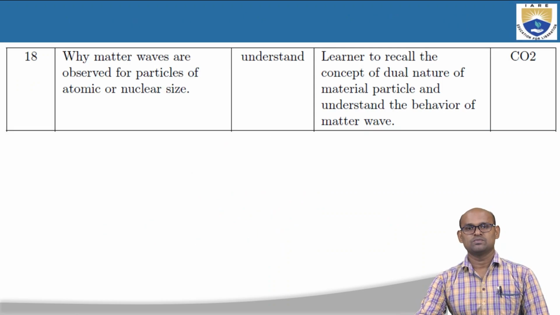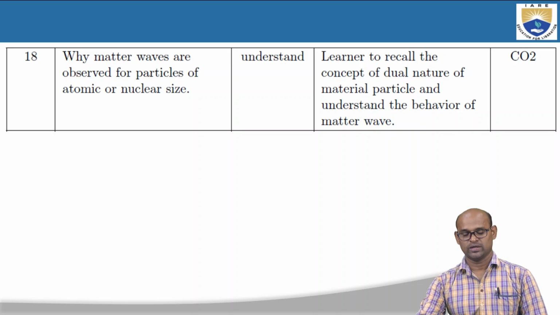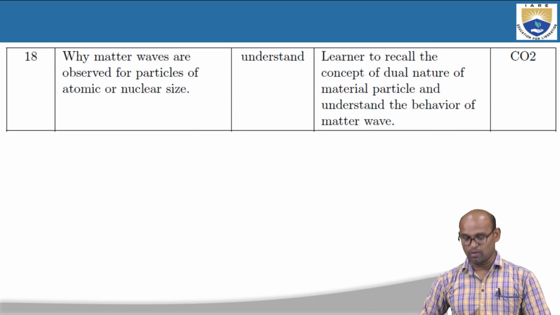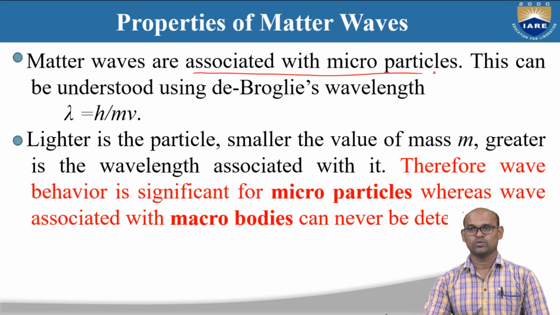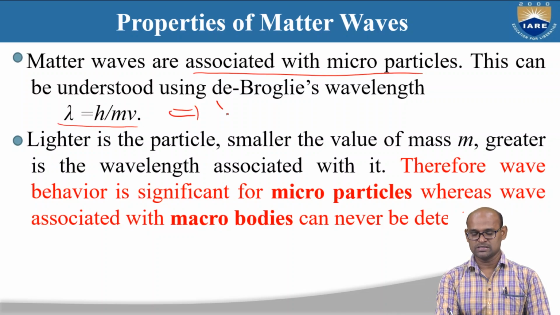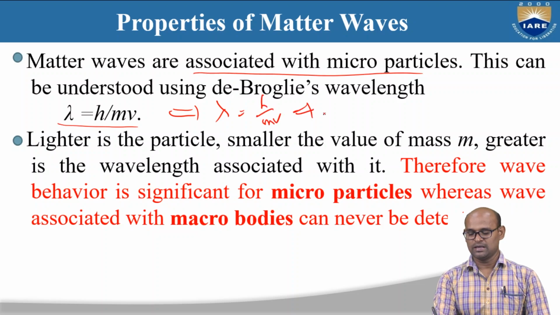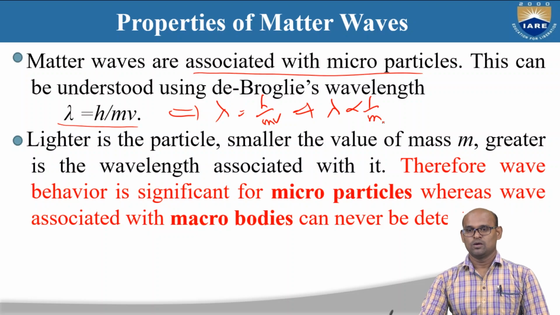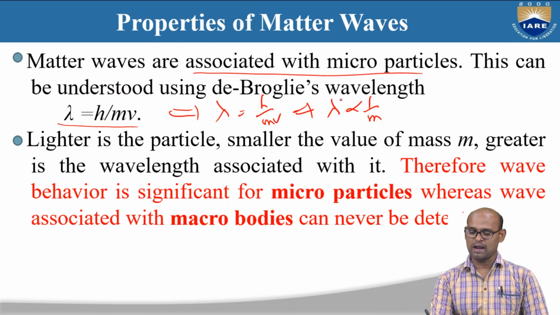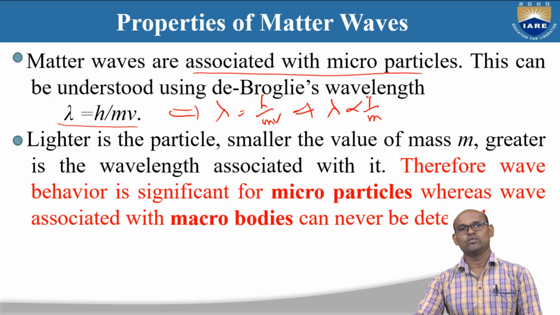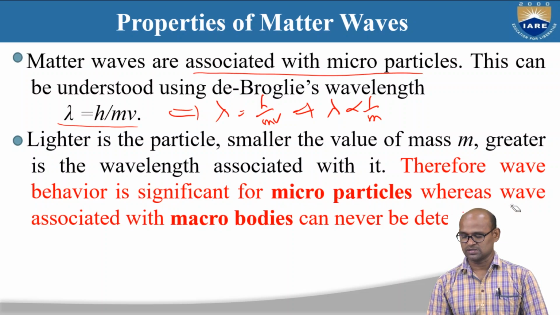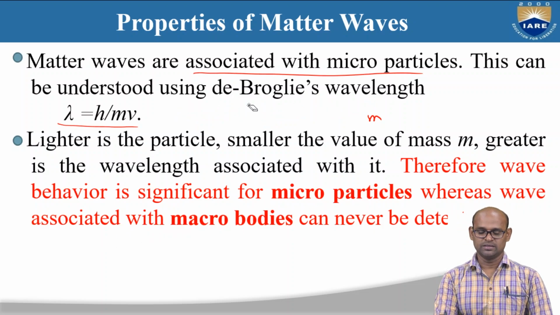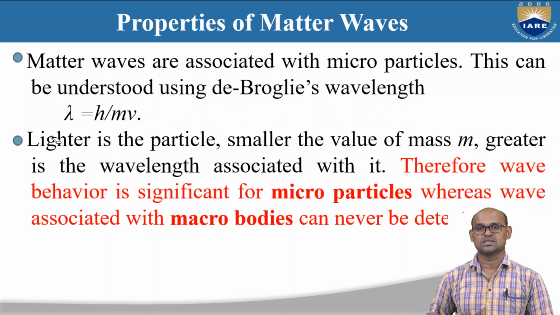Next question: why are matter waves observed for particles of atomic or nuclear size? Why only for smaller particles, and why not for heavier objects? Matter waves are associated only with microparticles. We can understand this using the de Broglie equation, lambda equal to h by mv, so lambda is inversely proportional to mass. For smaller microparticles, mass is small and lambda is large, which we can detect. But for a heavier object, m is large and lambda will be small, and we cannot detect such small wavelengths. That is why wave behavior is significant for microparticles, whereas waves associated with macro bodies cannot be detected, because lambda is inversely proportional to mass.